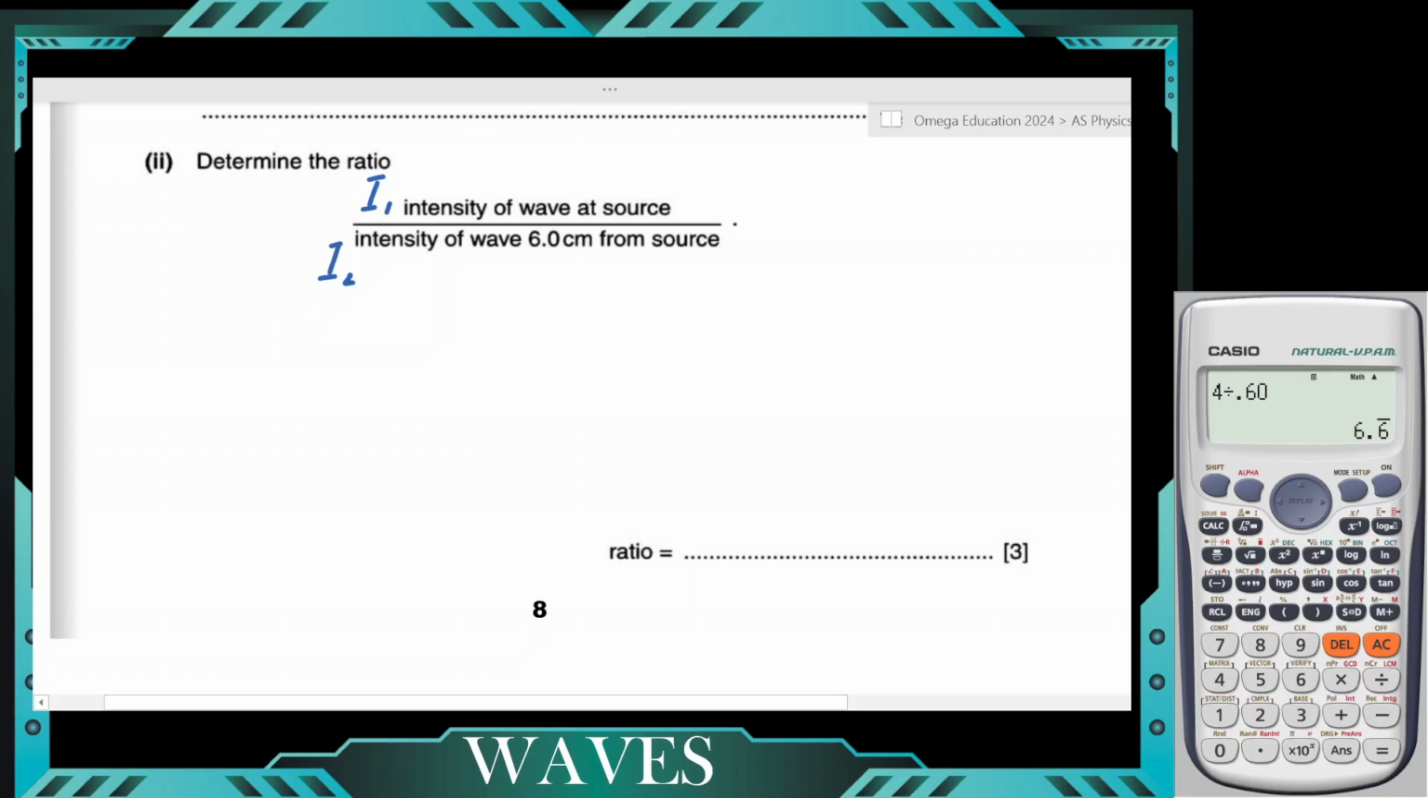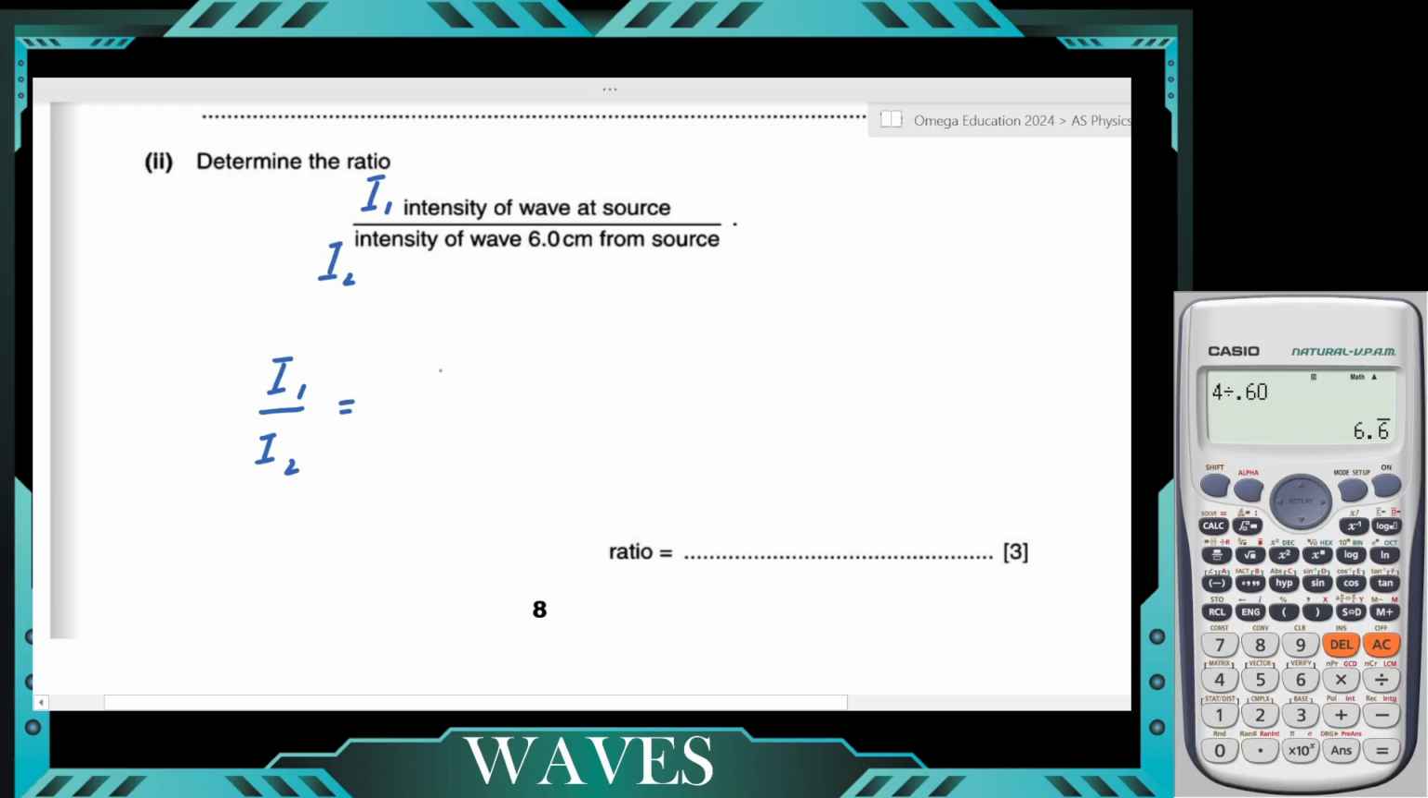In this one, they have given you the information from the distance of the source. You see, 6 centimeter from the source. So the information is given about the distance. And the first one, when you're standing at the source. So you need to find the ratio of I1 over I2. And the very first formula that you have studied, I1 over I2 equals A1 square over A2 square.